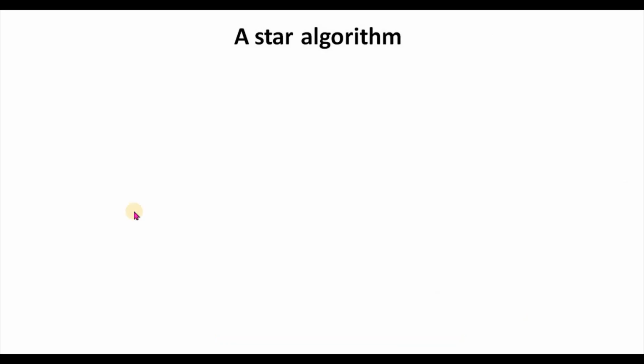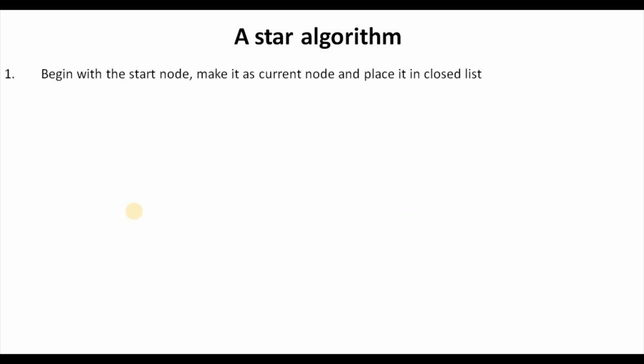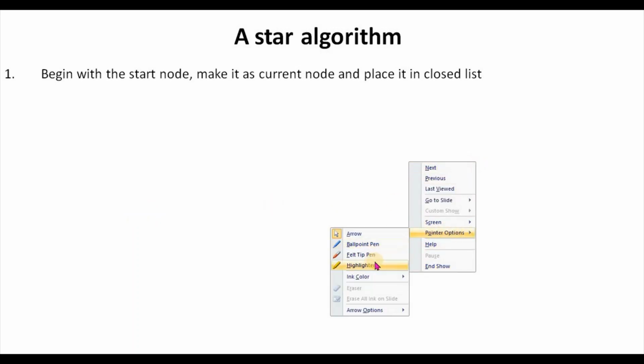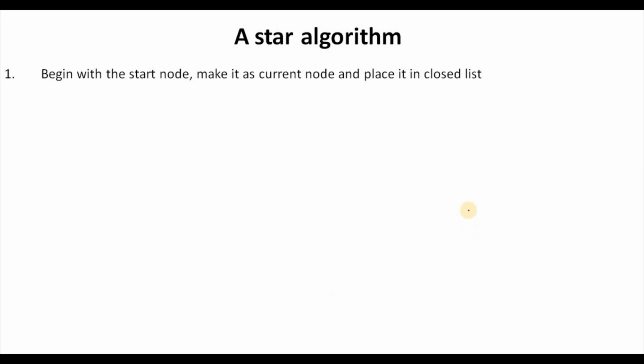Let's see the steps of the A star algorithm and how it works. The first step is to begin with the start node, make it the current node, and place it in the closed list. In A star algorithm, we have a closed list and then we have an open list. We have two different types of list. The closed list means that we shall place the nodes that have been visited in this list. You can say the closed list is equivalent to a list of visited nodes, like we did in breadth first search or in Dijkstra's algorithm.